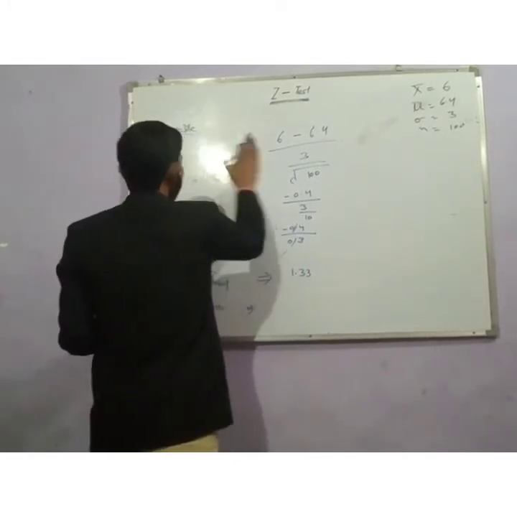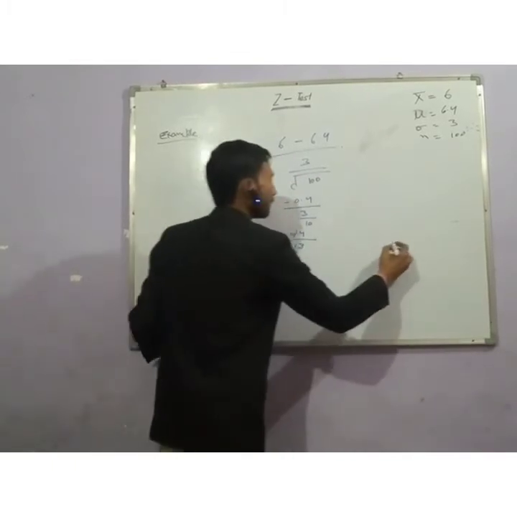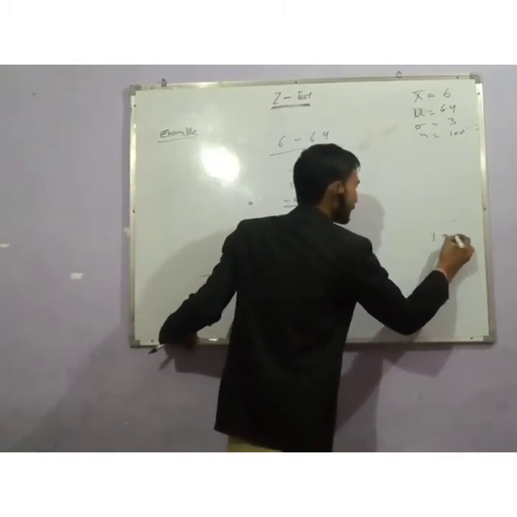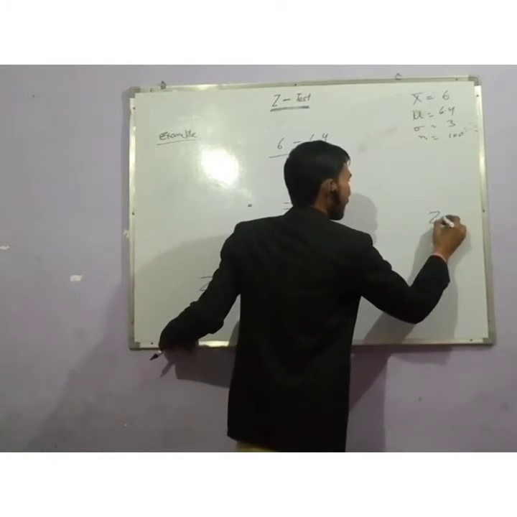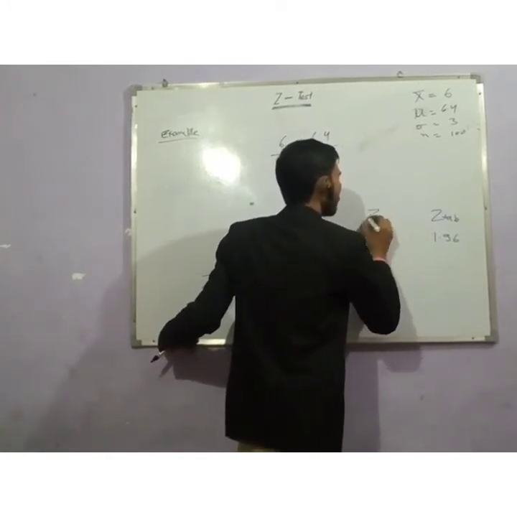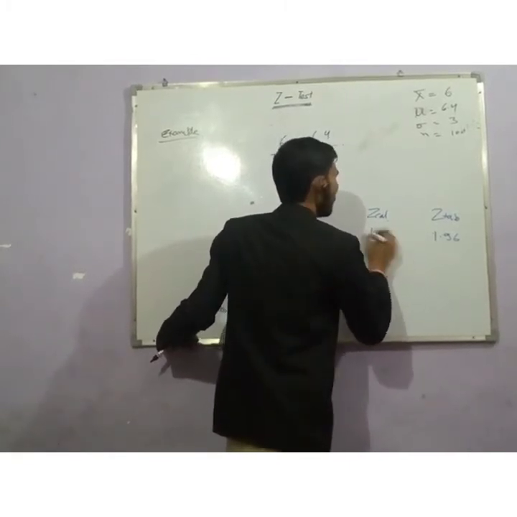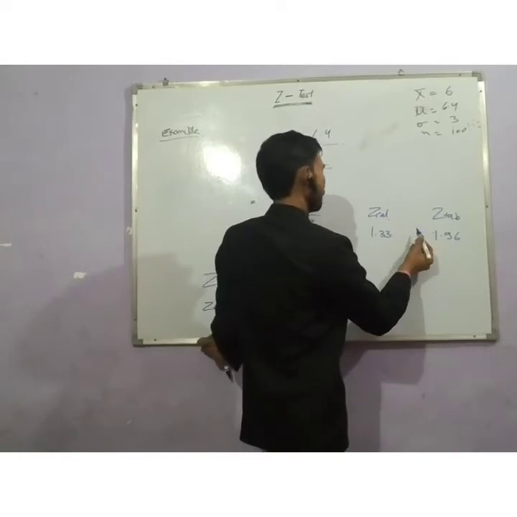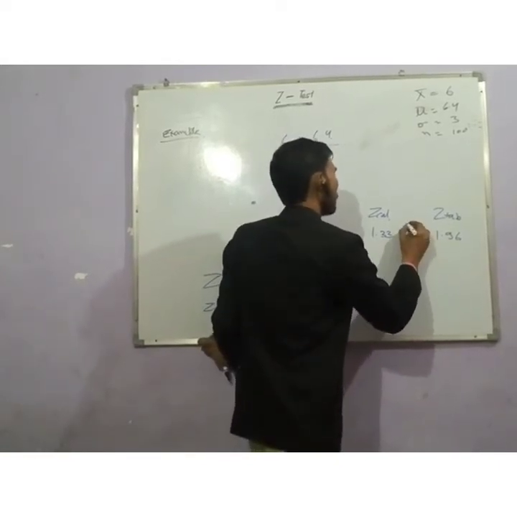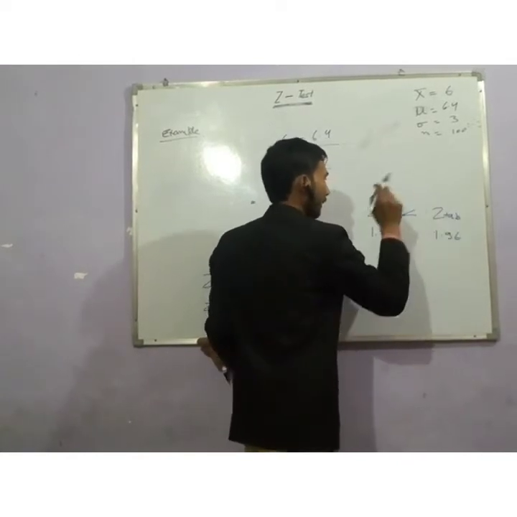So in this case, our Z tabulated value is 1.96 and Z calculated is 1.33. So we can say Z calculated value is less than Z tabulated value.